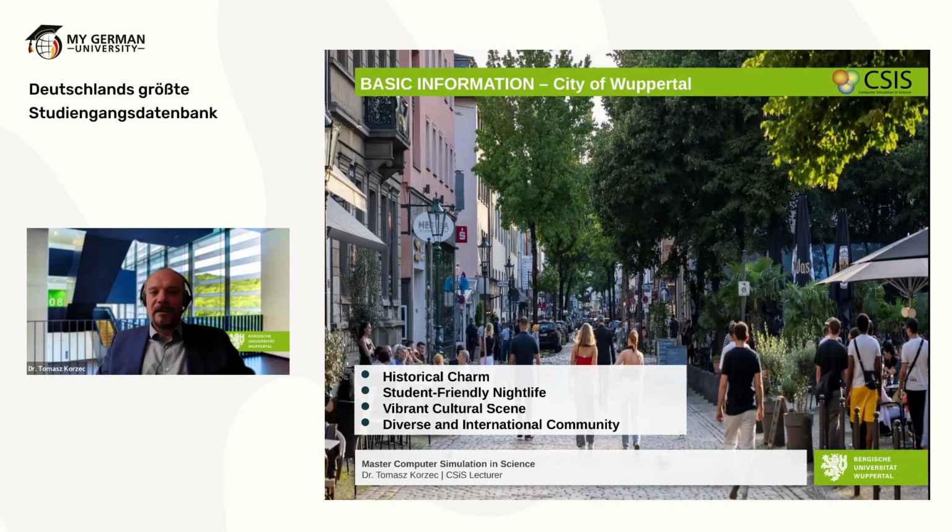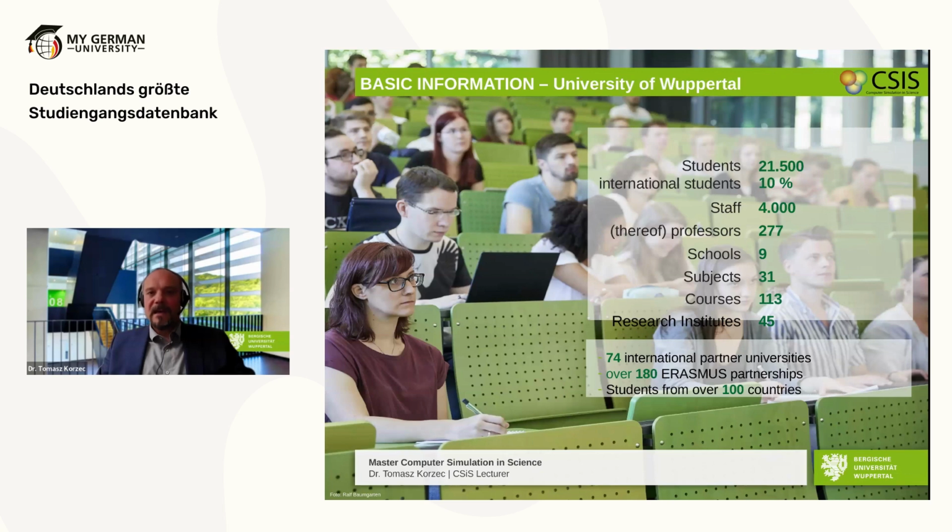Wuppertal has a rich history. It has a very student-friendly nightlife, a vibrant cultural scene, and a diverse and international community. The university itself is middle-sized. We have about 20,000 students, 10% of which are international students. The staff is about 4,000 persons. We are organized into 9 schools. The CSIS study program is based at the School of Natural Sciences and Mathematics.